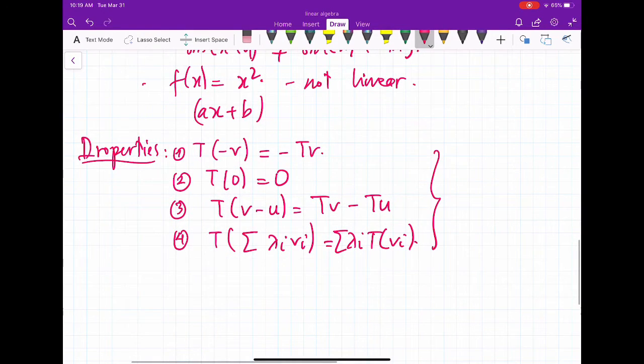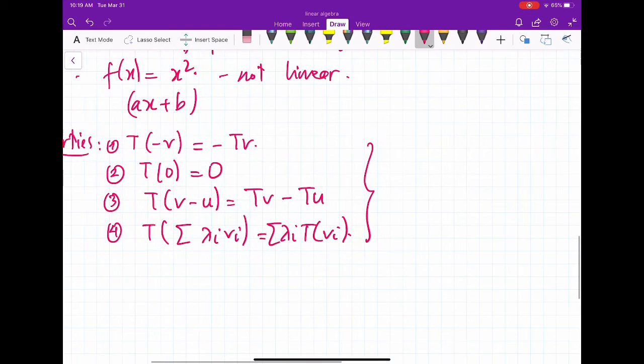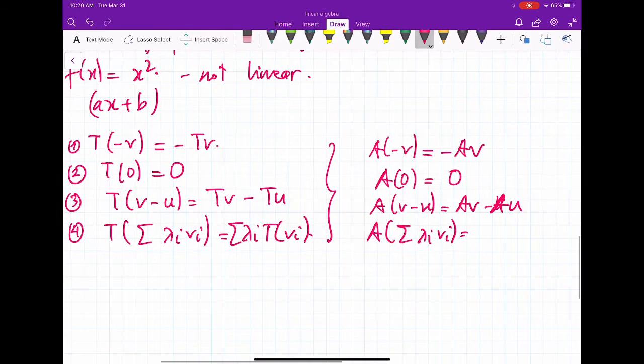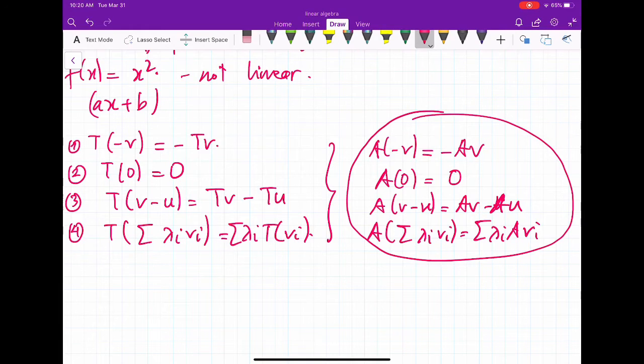All these properties are trivial. If you look at linear transformations from the point of view of matrices, you can see all these properties from properties of matrix multiplication. Makes sense? So you have A of negative v equal to negative Av. You have A of 0 is just 0. You have A of v minus u is just Av minus Au. And A of the sum of lambda i vi, that is just the sum of lambda i A vi. All these properties come from matrix multiplication. There's nothing special. Makes sense? All right.